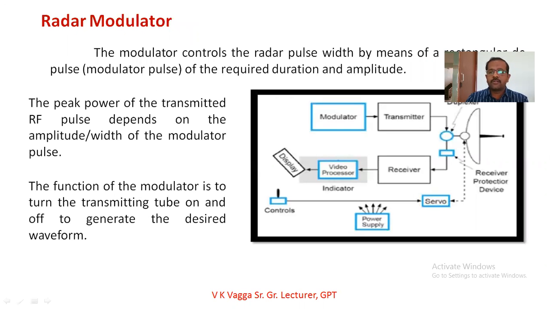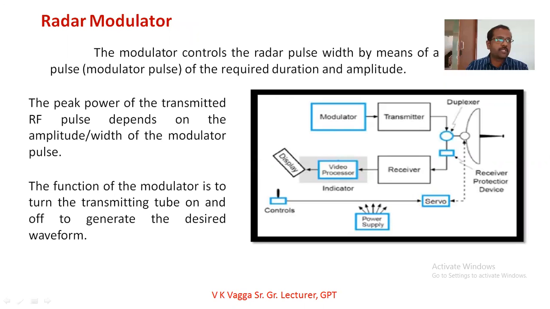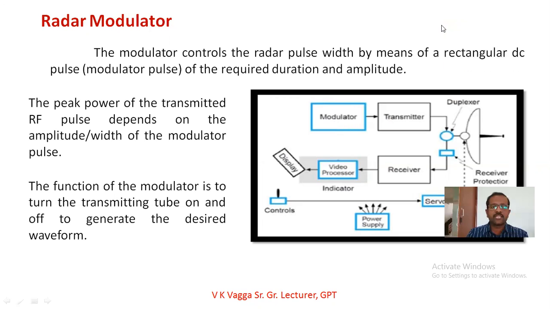Already you know the basic block diagram of the radar. It consists of the waveform generator followed by the power amplifier. Yes or no? This is the pulsed radar block diagram. It consists of the waveform generator followed by the power amplifier, and it is connected to the modulator, the pulse width modulator. In this block you can see the modulator, which is indicated with the blue color here. So the modulator controls the radar pulse width.